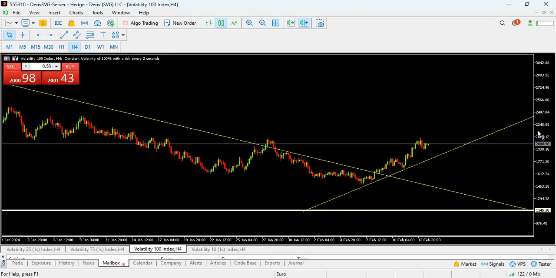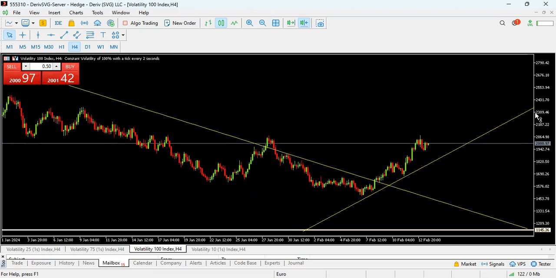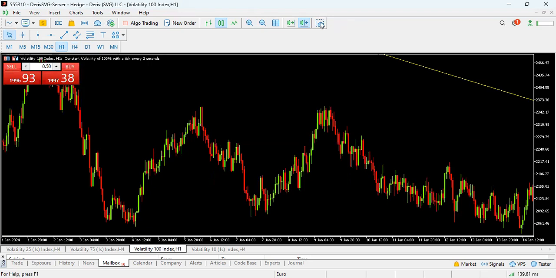Okay, so now price is showing us an uptrend is forming. Now, if price comes down to this particular trend line here, you can jump on board with a lower time frame. Let me go to the 1 hour time frame and see.